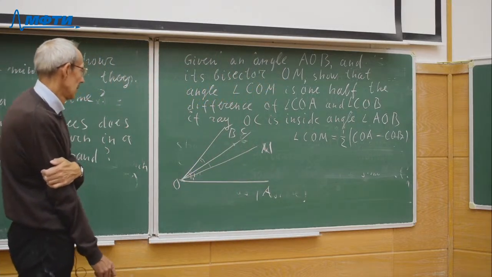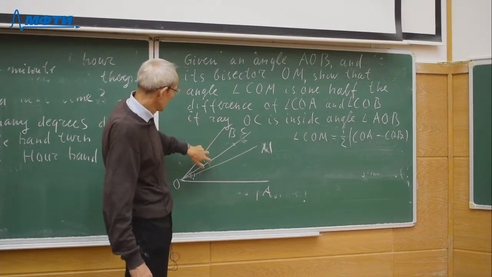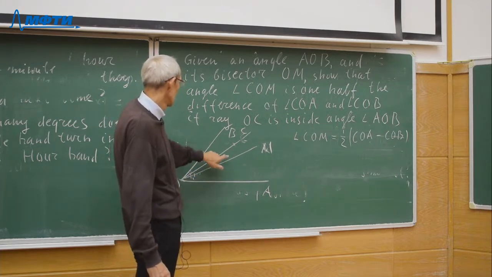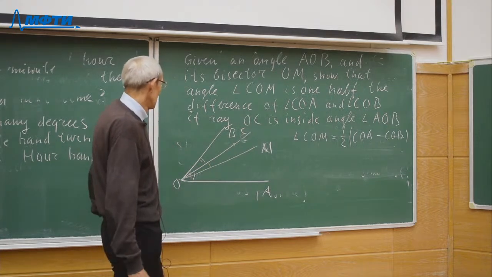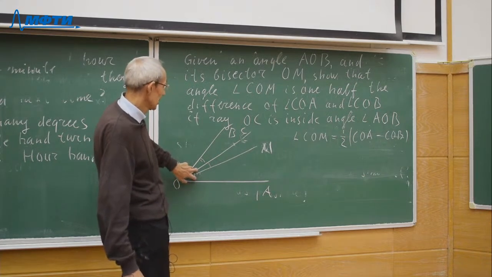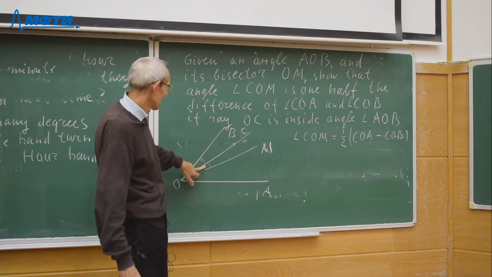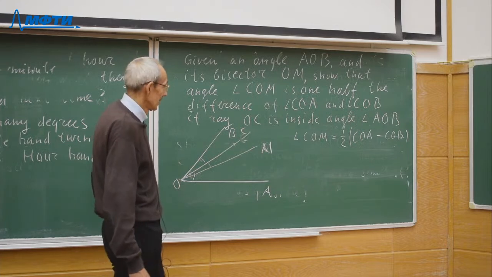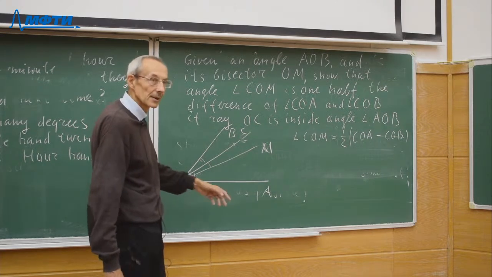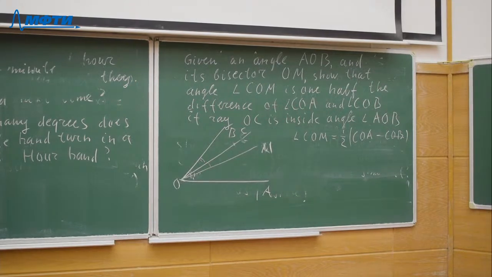And COB is equal to one-half of AOB minus BOM. And this angle AOC is half plus the measure of MOC, or COM. Can you write these equalities and try to solve?